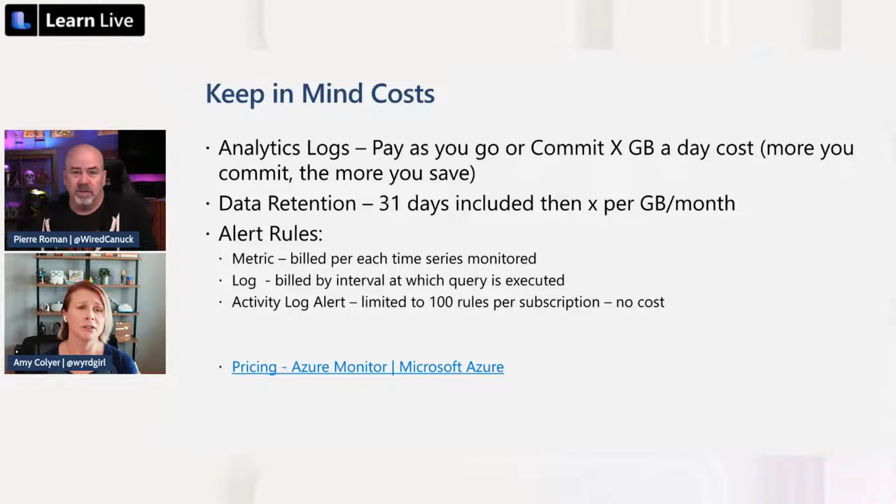And then also for alert rules, metric is billed each time that series is monitored. Log is billed by the interval at which the query is running. So if you're running this query over and over, you're going to get charged each time. Activity log alert is limited to 100 rules per subscription, but it's no cost. But you don't want a bunch of activity log alerts. And then there's a link there as well.